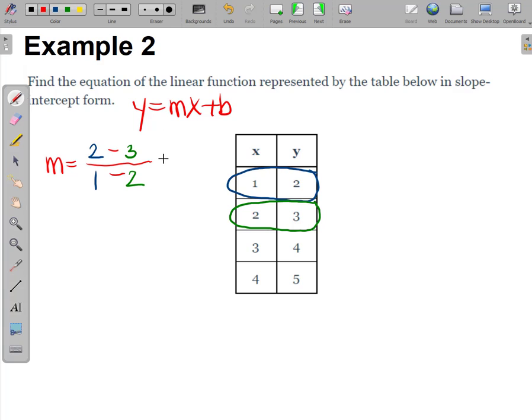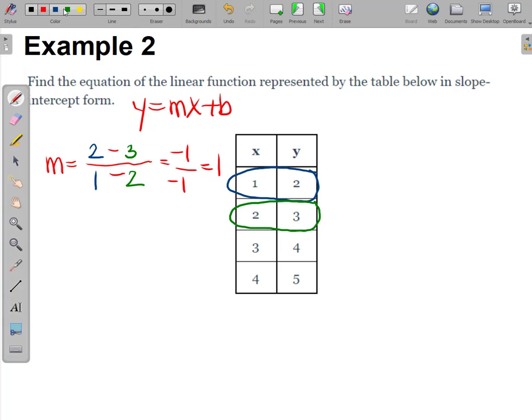So when I simplify this, I have 2 minus 3, which is negative 1, and then 1 minus 2 is negative 1. And a negative 1 divided by negative 1 is going to simplify to 1. So my m value for this problem is 1.